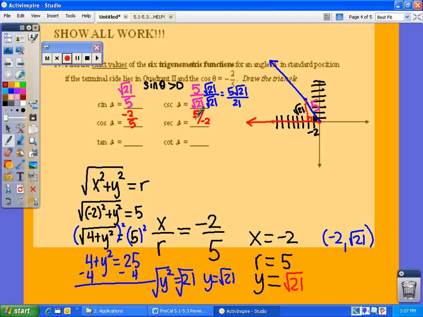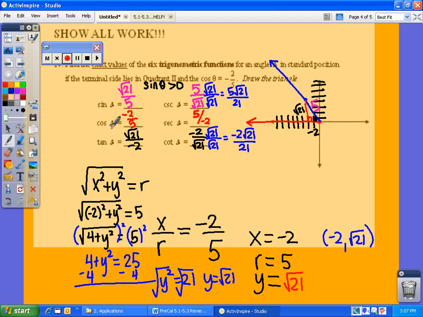Alright, tangent is going to be opposite over adjacent. So that's square root of 21 over negative 2, which is fine. You're allowed to have radicals in the numerator. But when we do the reciprocal, we can't have a radical in the denominator. So we rationalize. And we get negative 2 times the square root of 21 over 21.